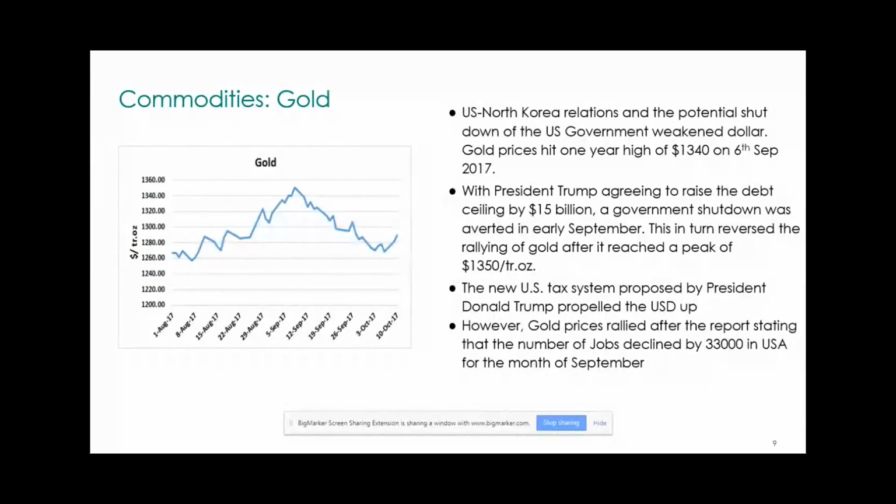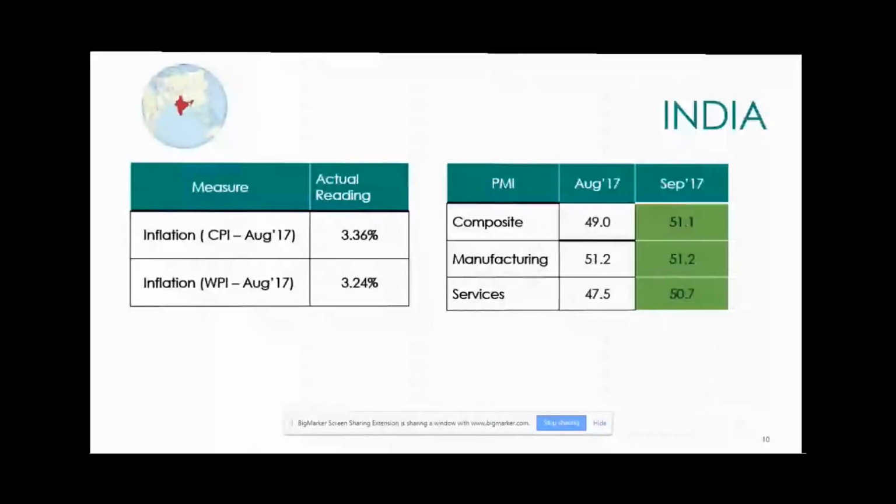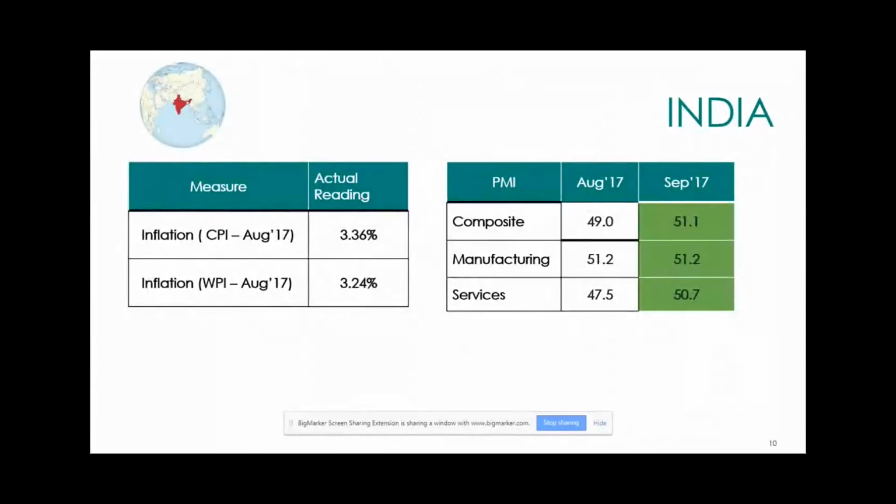Looking at all of this, we come to India. PMI indicators for the month of September, that is the manufacturing and service activity, they all suggest that India is back to growth.